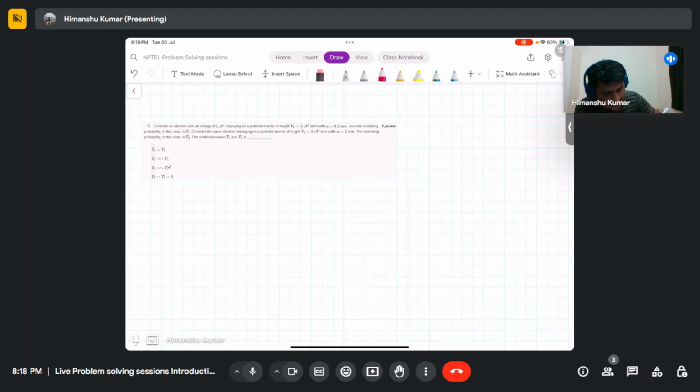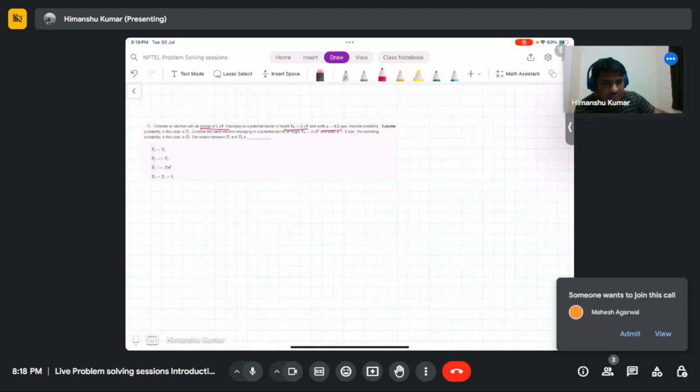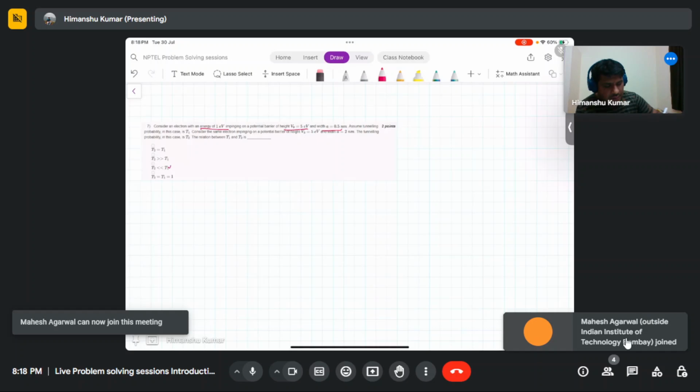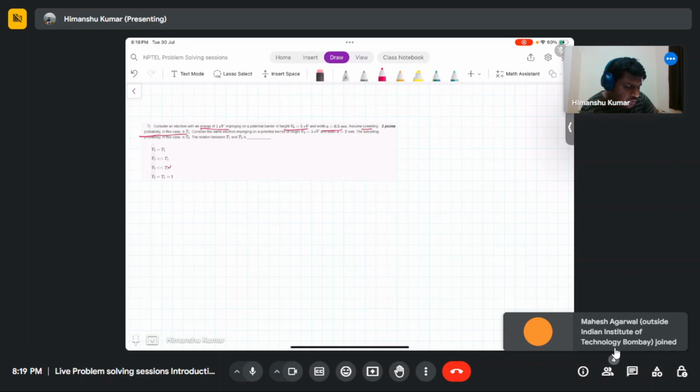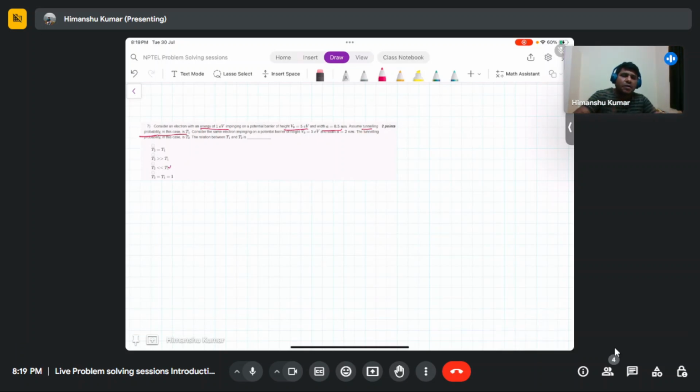Consider an electron with energy of 1 electron volt impinging on a barrier of height 5 electron volt with a width of 0.5 nanometer. Assuming the tunneling probability in this case is T1. So how to calculate the tunneling probability?